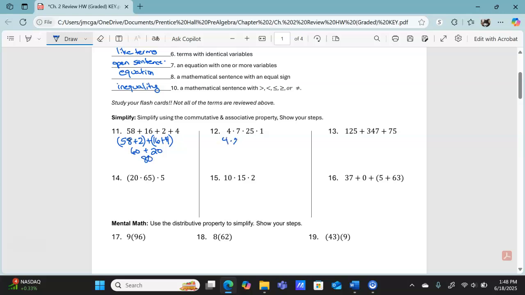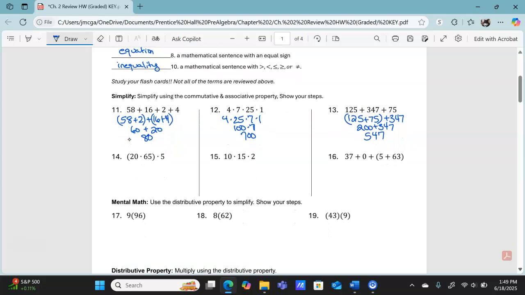Here I'm going to use the commutative property and rearrange the 7 and the 25, because 4 times 25 is 100. 7 times 1 is 7, and so I get 700. Here I'm going to put the 125 and add it to the 75 first because that would be 200. And 200 plus 347 would be 547. It only changes the hundreds position.